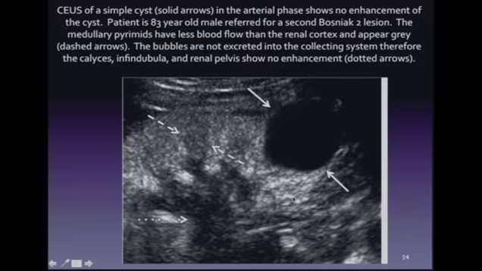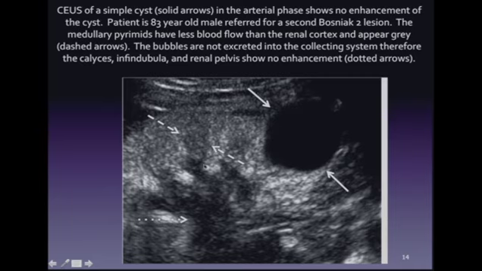Here is an example of a simple cyst. We can see that there's no bubbles at all within the cyst. These dotted arrows point to a medullary pyramid.